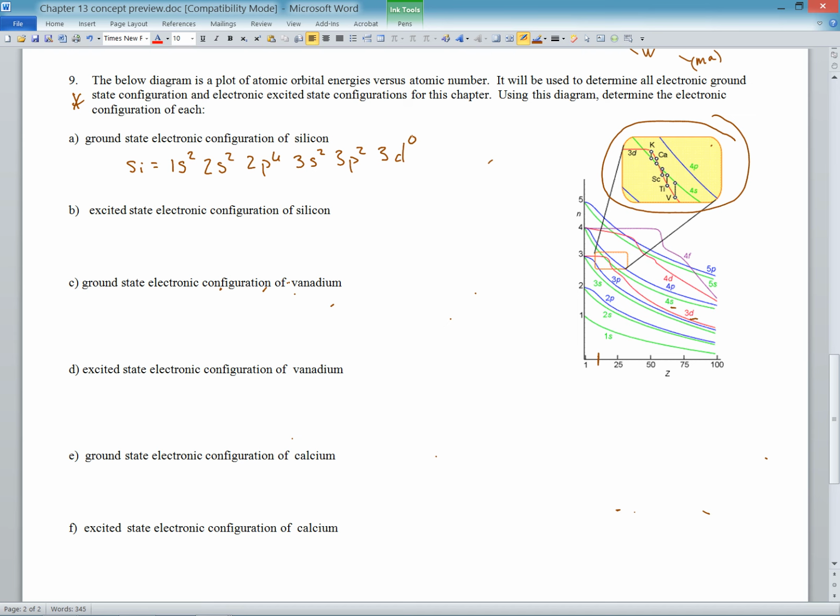What's the minimum jump that you could make? Jump into the 3d for sure, but jump from where? From 3p2, because that's the closest one to it. So your first excited state would be the exact same thing, except at the end you'd have 3p1 and 3d1. And then all the other stuff would be the same. Cool.